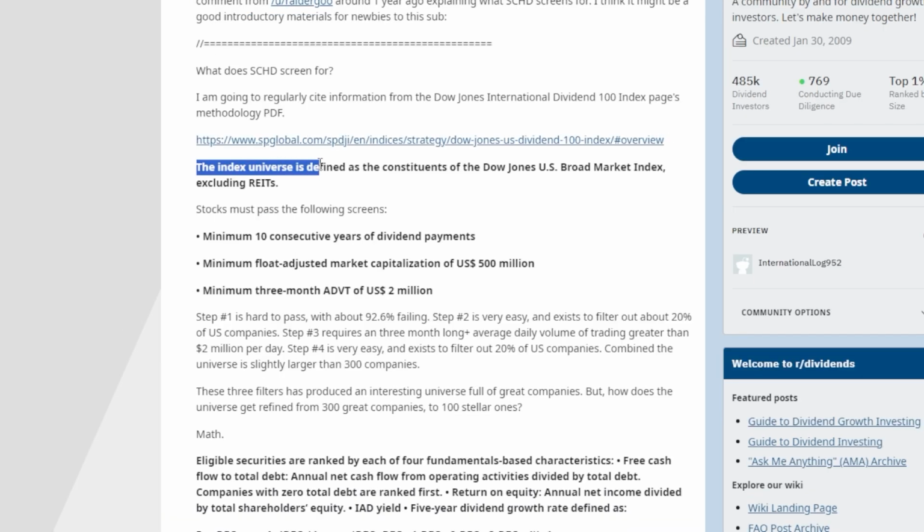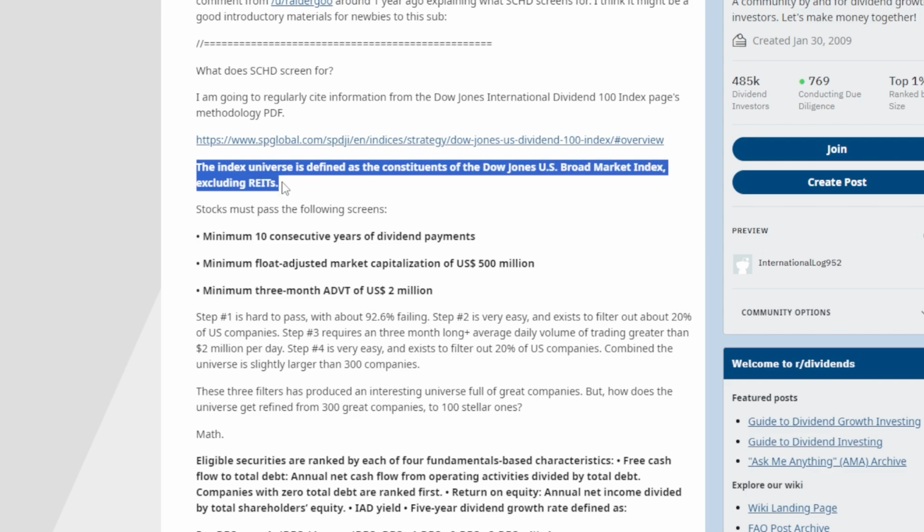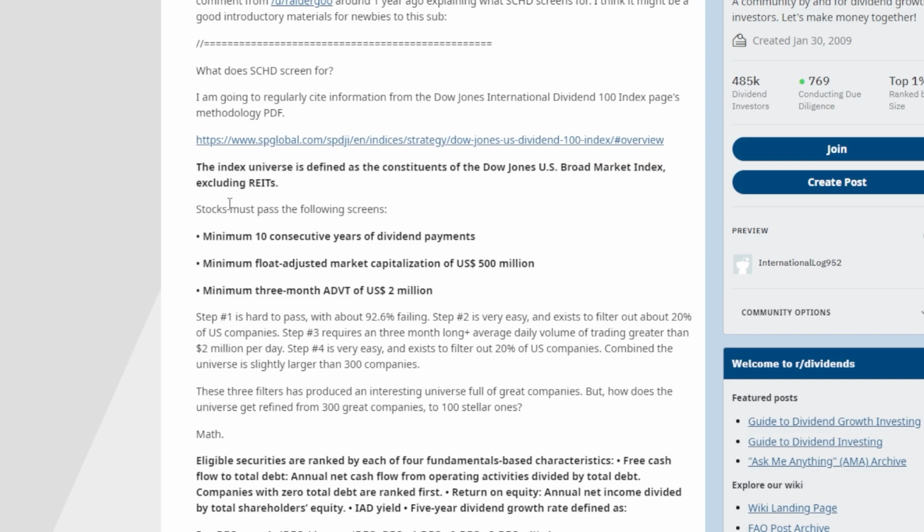It says the index universe is defined as constituents of the Dow Jones US Broad Market Index, excluding REITs. So within the SCHD ETF, you are never going to see REITs, real estate investment trusts. If that's something that you want large exposure to, you're definitely not going to find it here. Now, for stocks to enter or exit the index that SCHD tracks, these are the following screens.